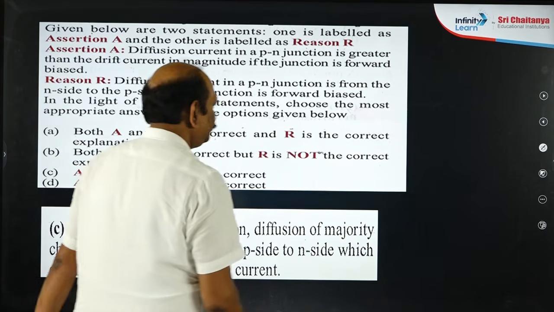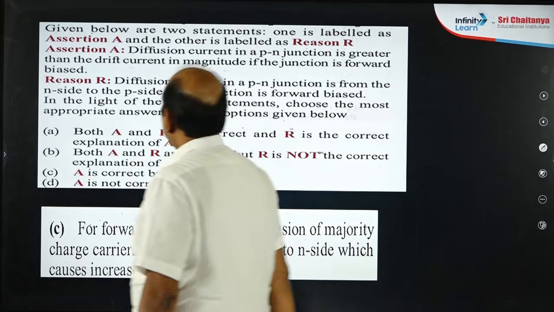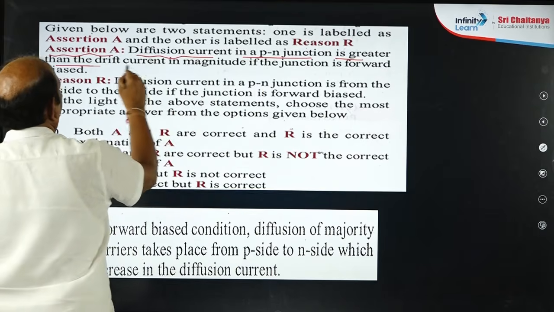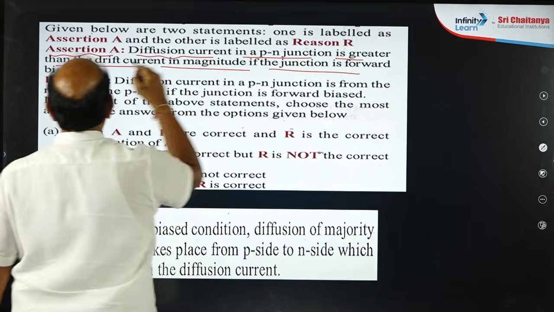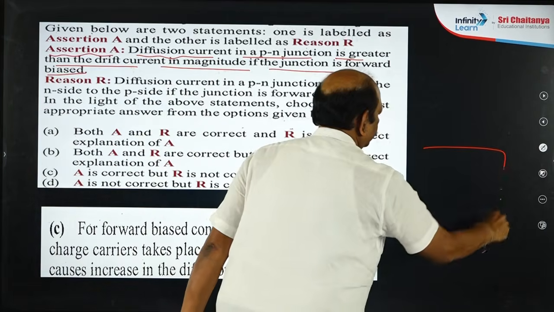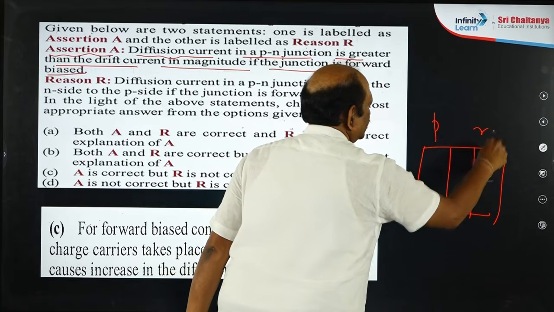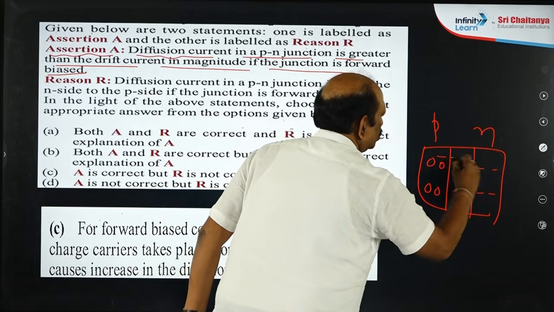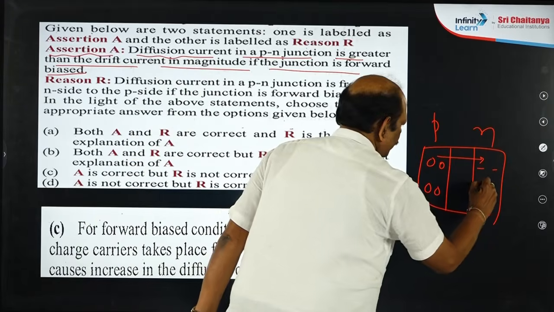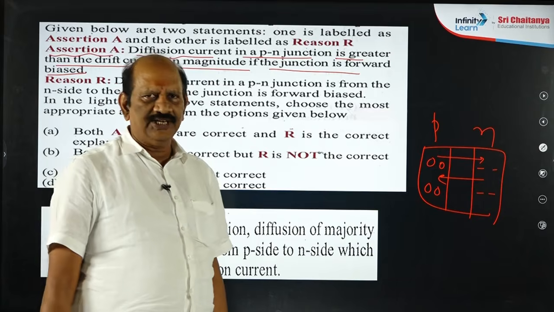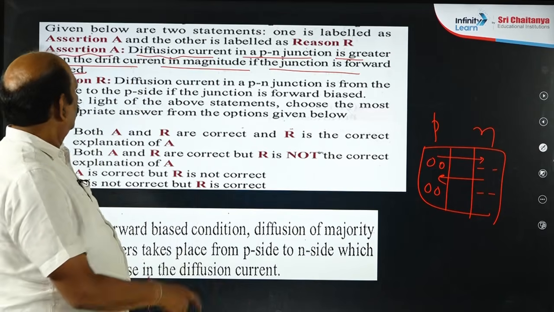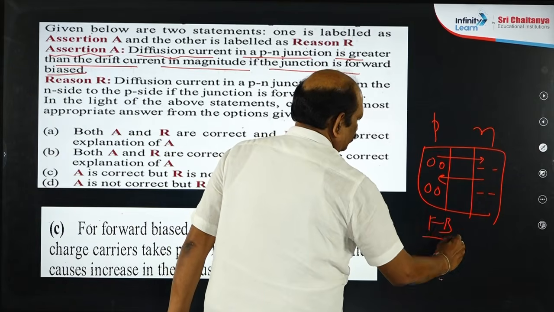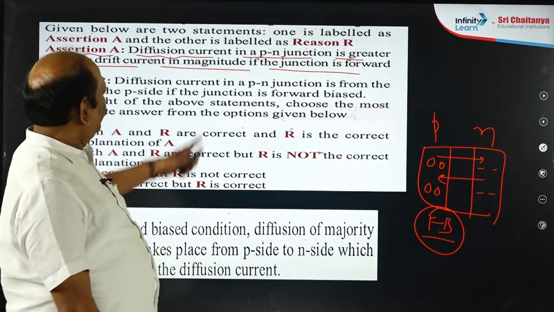Assertion: diffusion current in a PN junction is greater than the drift current in magnitude if junction is forward biased. So in forward bias, this is P side, the N side. In the forward bias, holes diffuse from P to N side and electrons diffuse from N to P side. So diffusion of majority charge carriers takes place through the junction in forward bias. So diffusion current in a PN junction is greater than the drift current. So in forward bias, current is mainly because of majority charge carriers. Automatically drift current will be less.